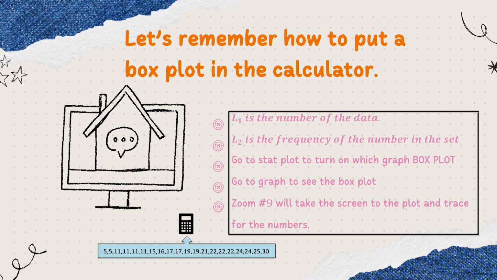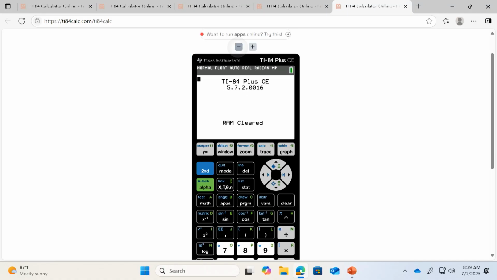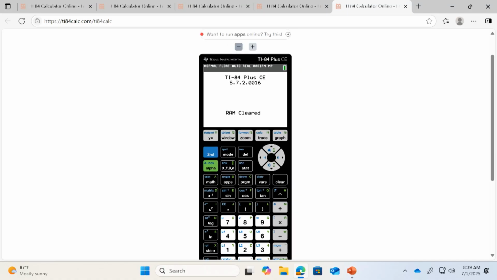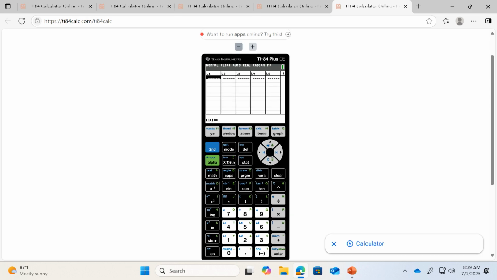What I want to do is take these numbers down here in this blue box and put them in the calculator, making sure that we understand how to enter them. So let's pull the calculator back up. We're going to go to statistics, then number 1, and let's put them in. So I'm going to put 5, 11, 15, 16, 17, 19, 21, 22, 24, 25, and 30.